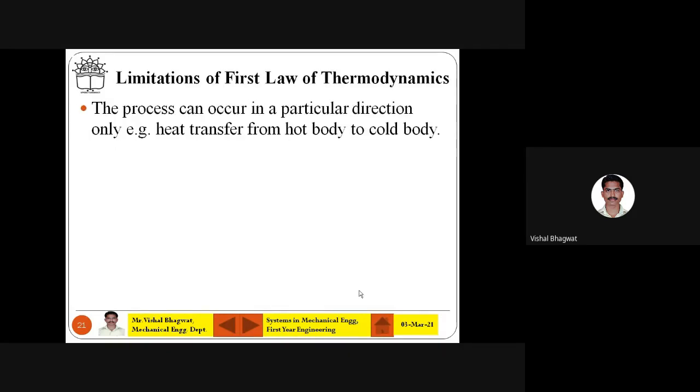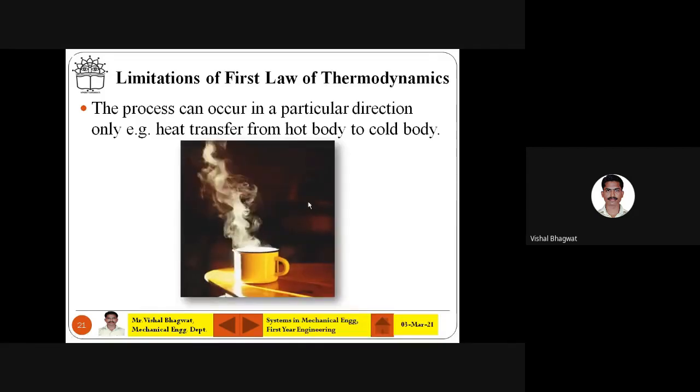Limitation of the first law of thermodynamics: the process can occur in a particular direction only. Heat transfers from a hot body to a cold body. It will not give any sign of heat transfer from a cold body to a hot body. Okay, so you know this is the case.